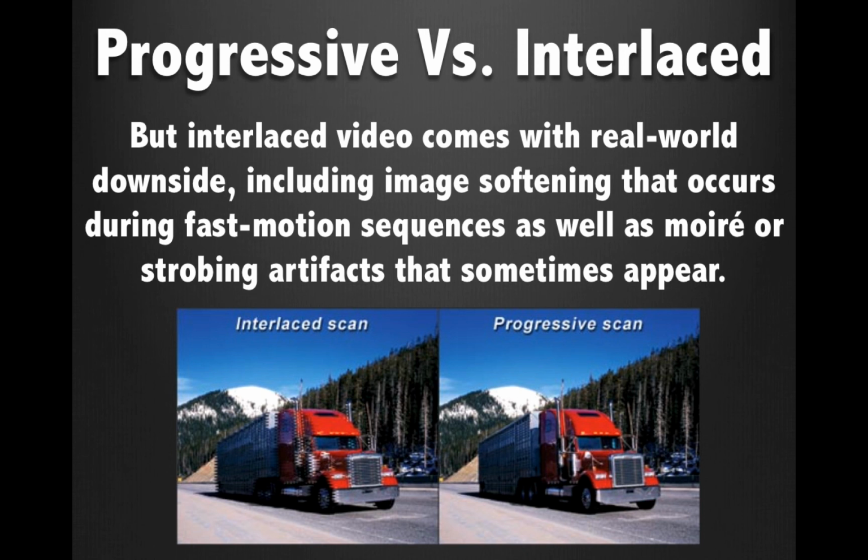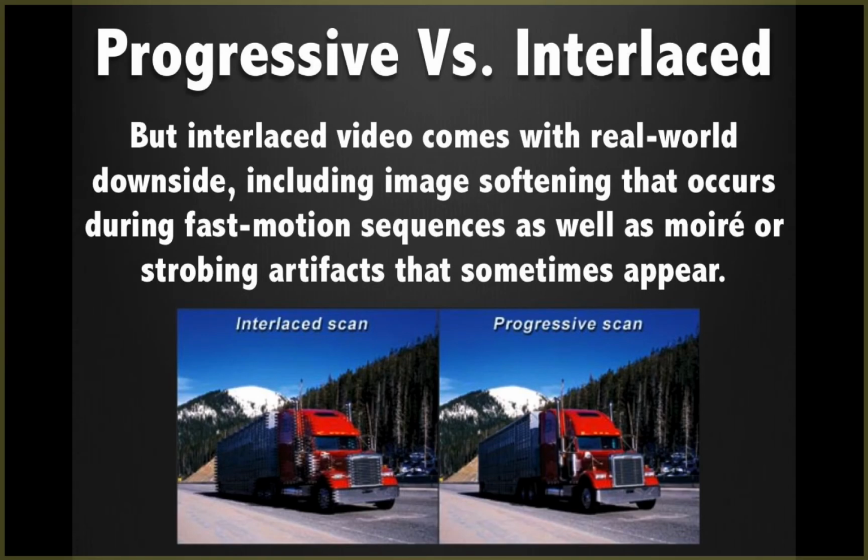Now, interlaced video comes with some real-world downsides, including image softening that occurs during fast motion sequences, as well as what's called moiré or strobing artifacts that appear sometimes. If you look at this image here on the left, this is interlaced video, and you'll see the banding here. If you look at the edges on this truck, that banding is what's happening, because the problem you run into with interlaced video is when you have really fast motion.